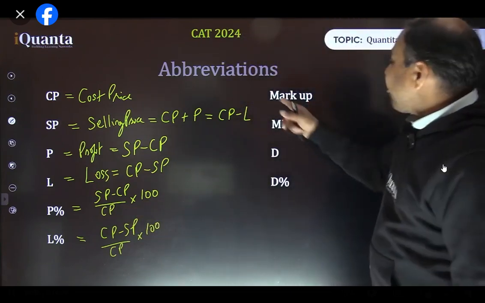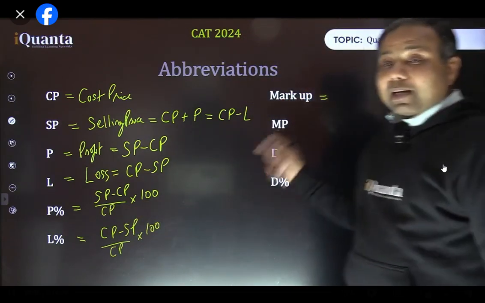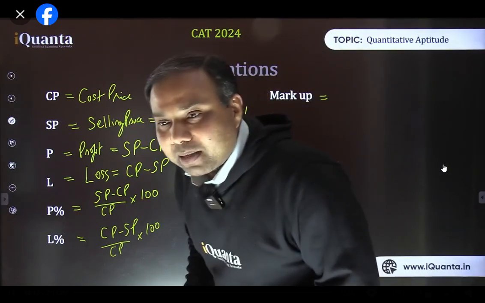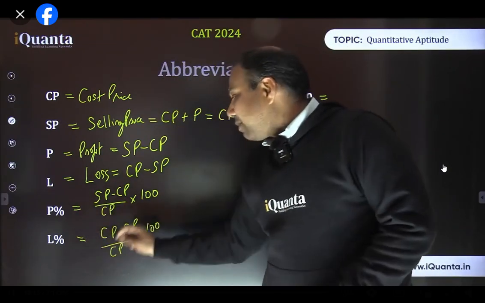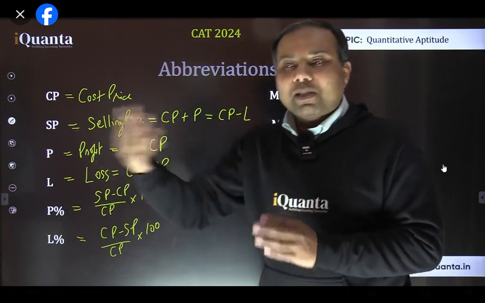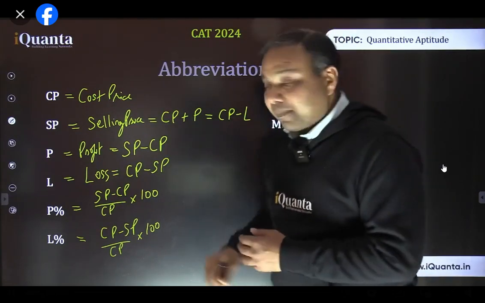Now move further. What is markup? This markup is the difference of what? Yes, in both cases we have to compare with CP, Manasvi. Profit and loss percent will be compared with CP always: how much more than CP we have earned, what percent of CP is the profit, or what percent of CP is the loss. Now coming to mark price.